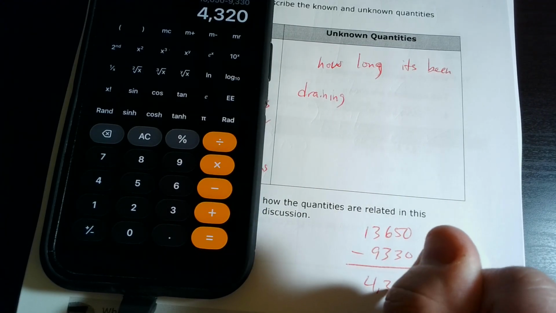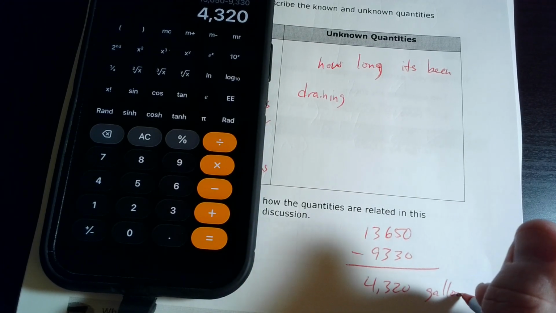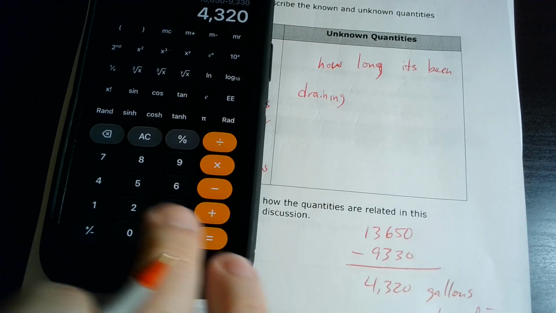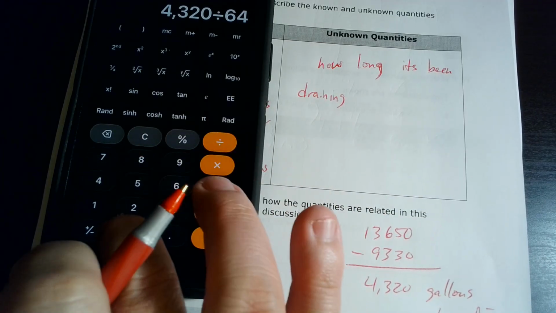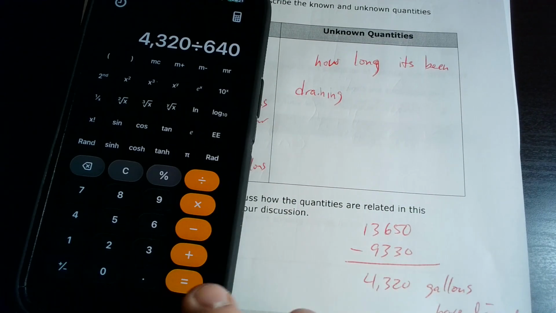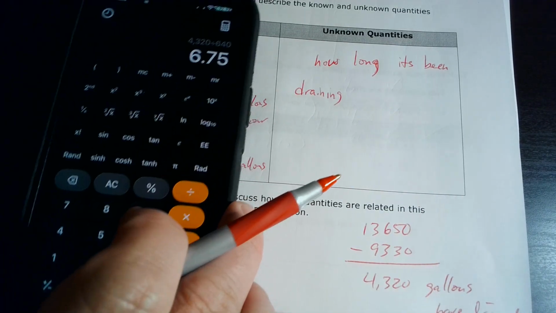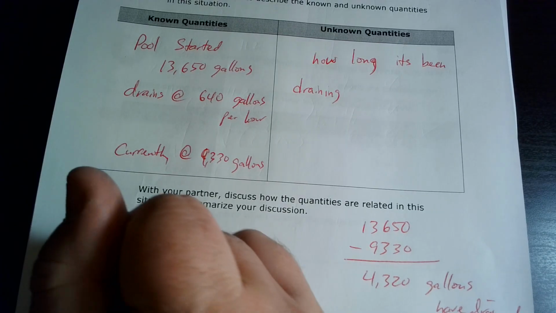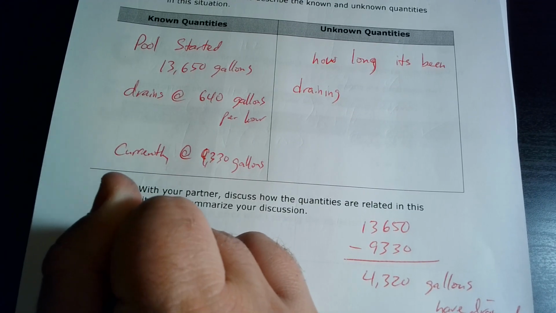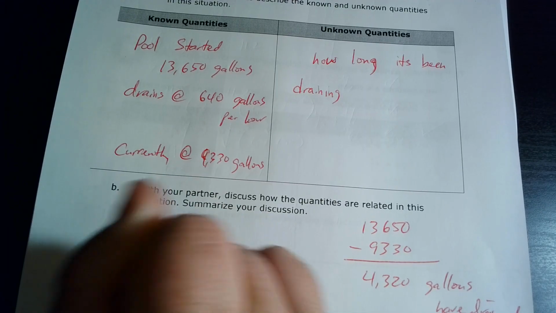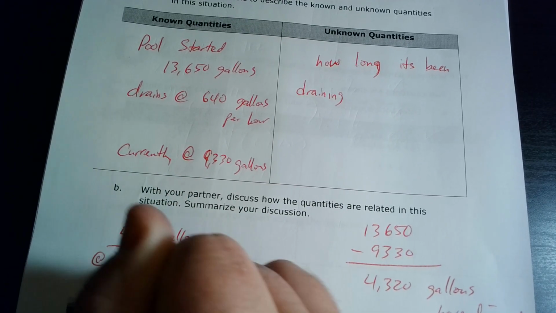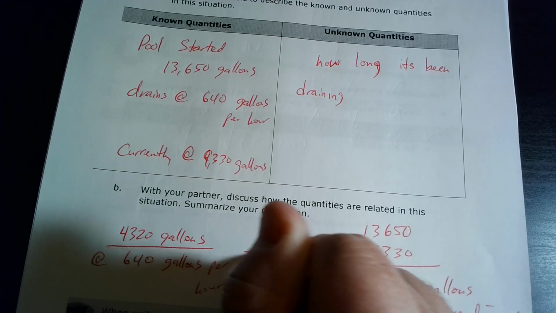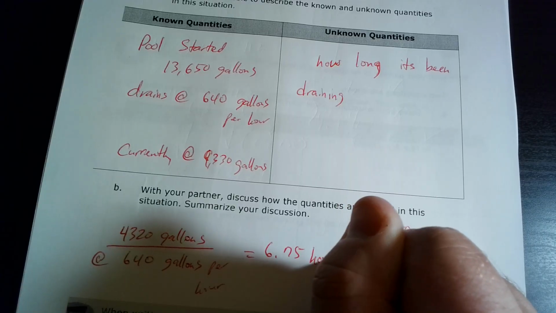So 4,320 gallons have drained. If we know that it drains at 640 gallons per hour, we can calculate that it's been draining for 6.75 hours. So 4,320 gallons at 640 gallons per hour equals 6.75 hours.